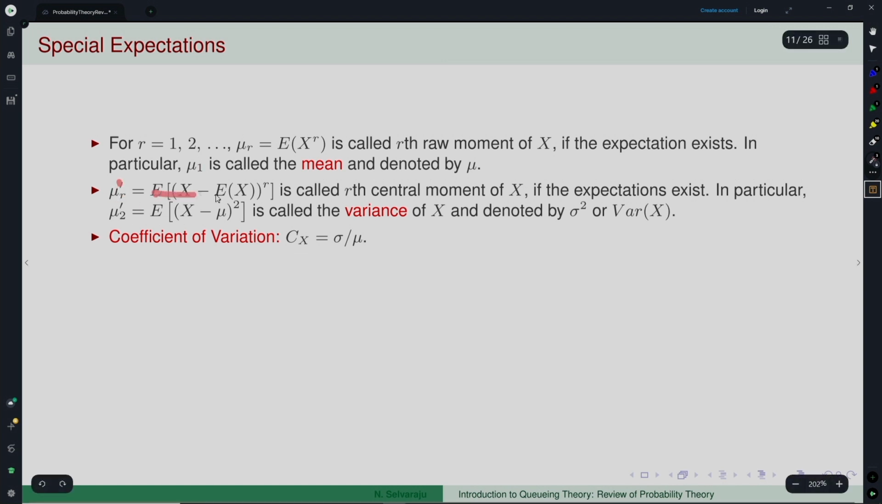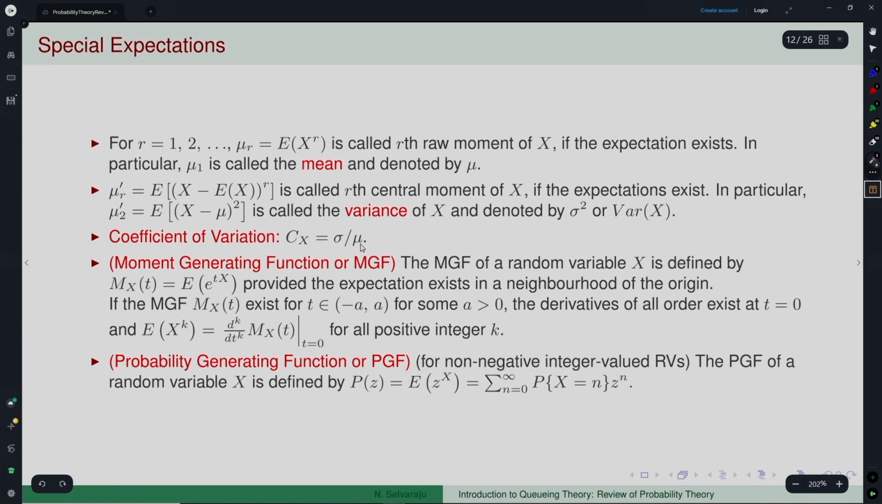Similarly, mu r dash, which is this quantity, is called the rth central moment. We are assuming that all these expectations exist. And then mu 2 dash is called the variance, which we will denote by sigma squared, or variance of X. One quantity which is of use in our studies, which is dimensionless, is the coefficient of variation. It talks about how variable a random variable is compared to another random variable, and is given by the ratio of the standard deviation of X divided by mu.